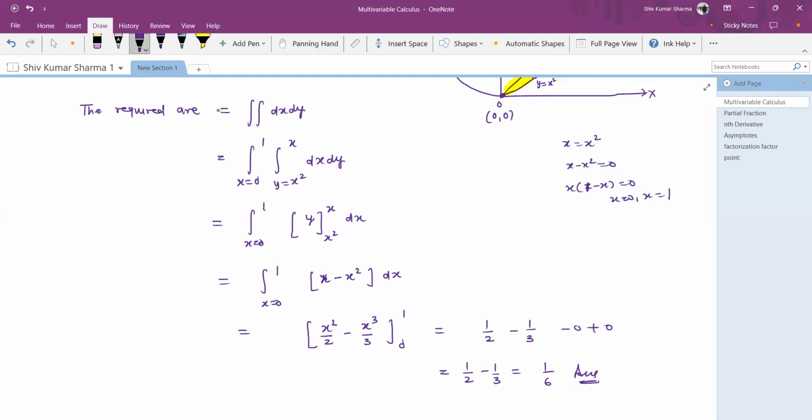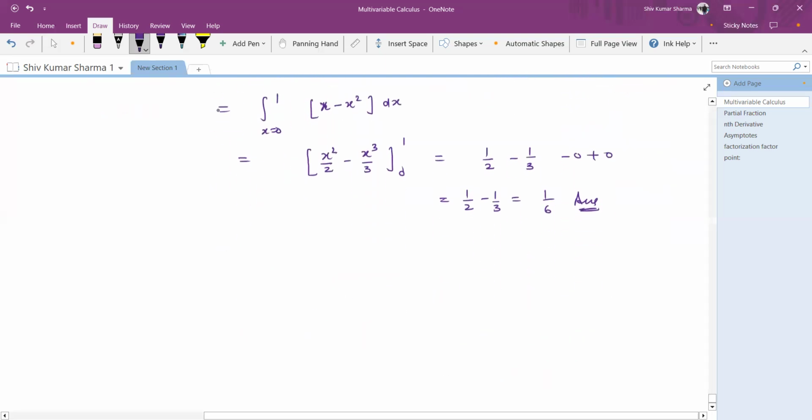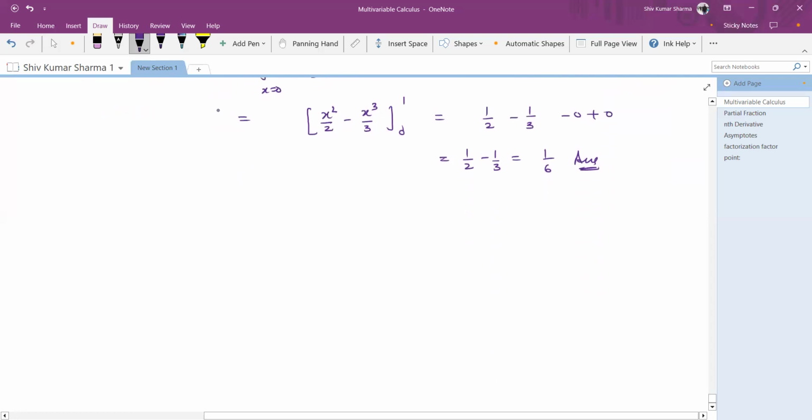Now we take another question. Find the area between the parabolas y square is equal to 4ax and x square is equal to 4ay. While doing this type of question, you should know coordinate geometry, how to draw the curves.